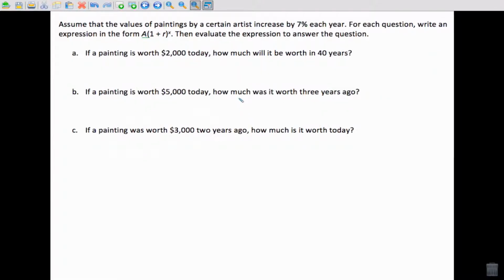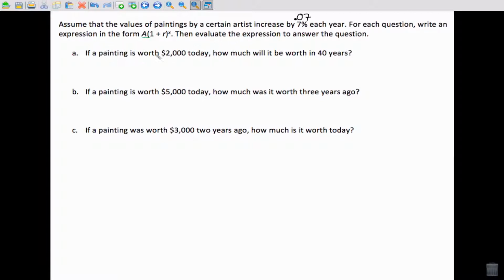Moving on then, here's where we have some calculations to do. So we're assuming there's a painting whose value increases by 7% each year. Right away, guys, I'm just going to turn that 7% into a decimal. That's going to be 0.07. For each question, you're asked to write an expression in this form, a times the quantity 1 plus r to the x, and then evaluate the expression to answer the question.